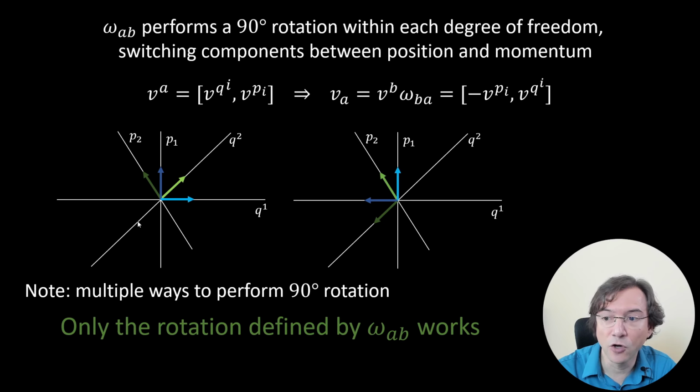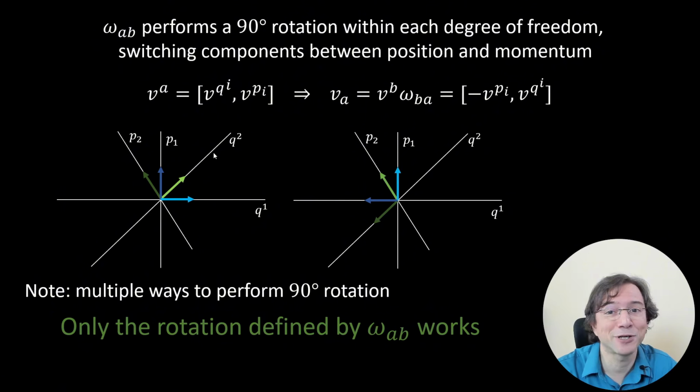So if we look at this two-dimensional representation of four-dimensional space, the component along Q1 goes into the component along P1, and the component along P1 goes into minus Q1, and something similar happens for the other degree of freedom. And of course, there are multiple ways to perform a 90 degree rotation in this four-dimensional space. Actually, there are infinitely many.